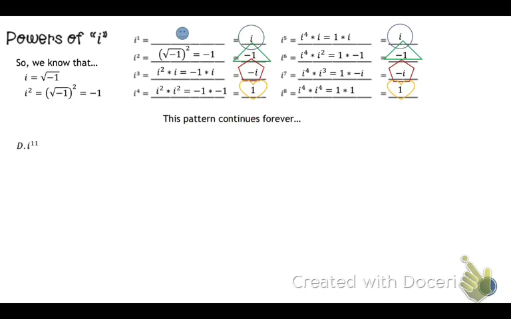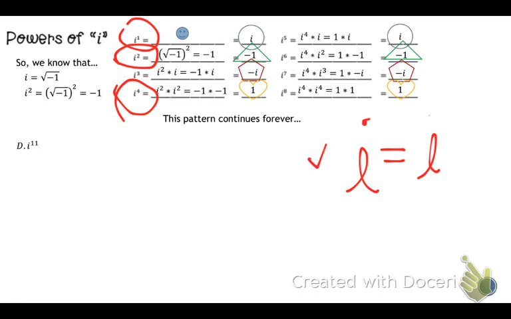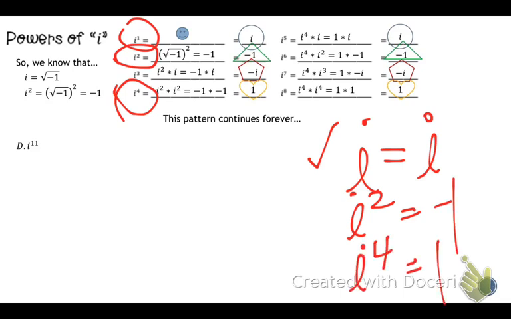So, basically what this is saying is the ones that are super important here are I to the fourth, I squared, and I. If you can remember that I equals I, which is a gimme, you definitely need to remember that. And then I squared equals negative 1. And then I to the fourth equals 1. If you can remember those three, we'll be golden.